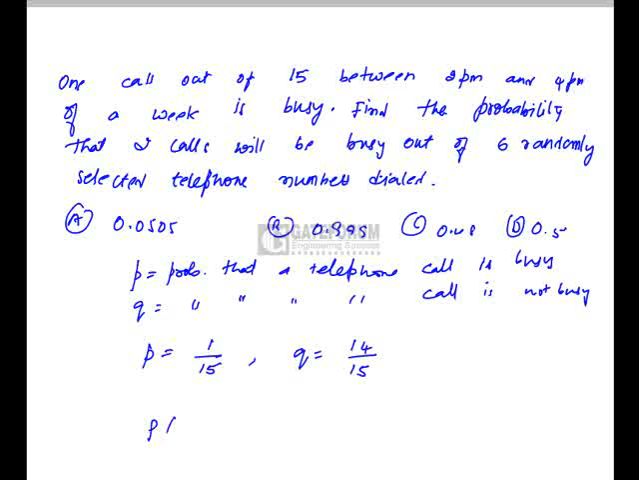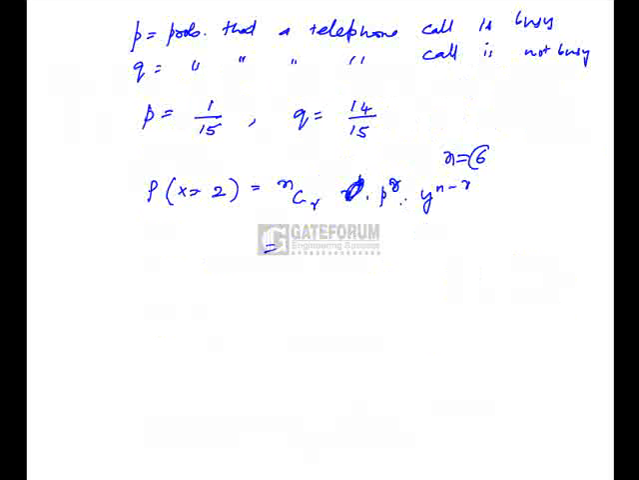And we need exactly 2 calls. That means we have to find P of X equals 2 out of 6 calls. So the value of N is nothing but 6. The formula is nCr times P to the power of r times Q to the power of n minus r. That is equal to n, where n is nothing but 6 here.